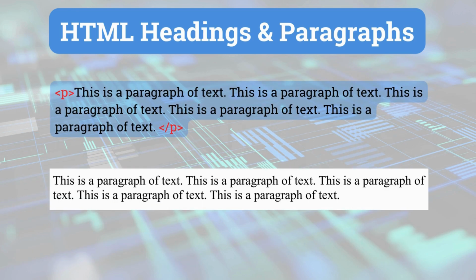So the paragraph tag, just P for paragraph. This tells Google and the internet that this is a paragraph of text. We can see what it would look like in HTML on the top. And then on the bottom, we can see the paragraph as it would appear in a HTML document for the internet.